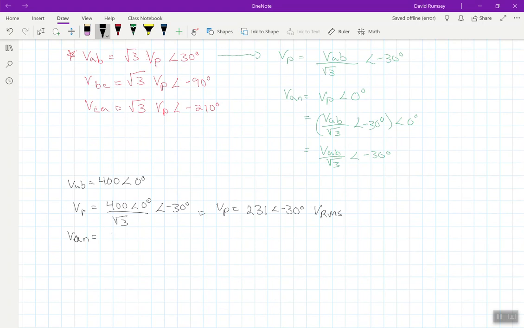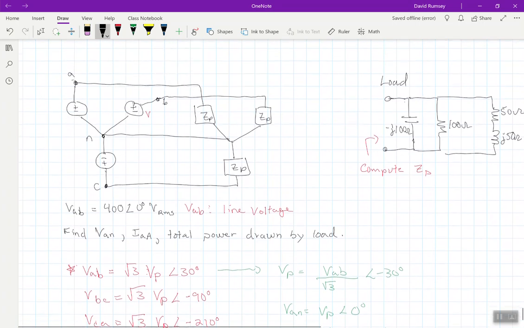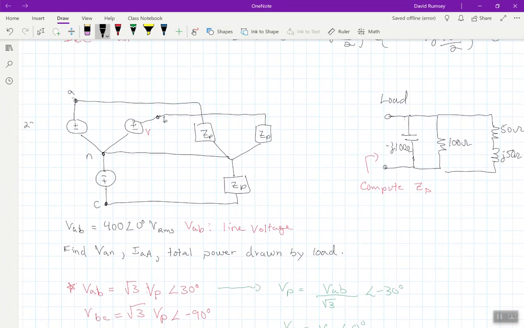is simply going to be 231 at an angle of negative 30 degrees. Volt RMS. So if I go back to my diagram here, this is now 231 at an angle of negative 30 degrees. Now that's all it asked for in this problem, was to find that it was 231 at an angle of negative 30 degrees. But we have other things we could do here.